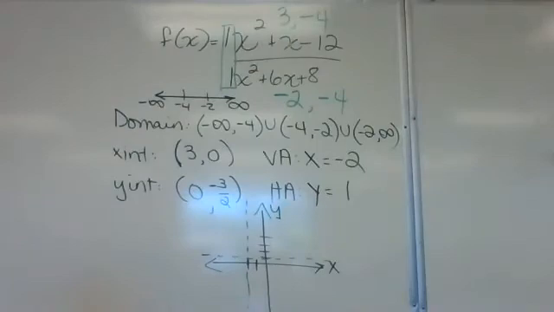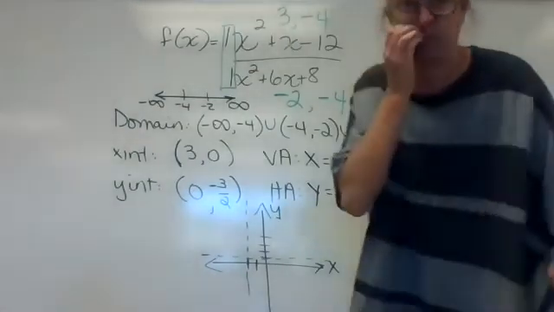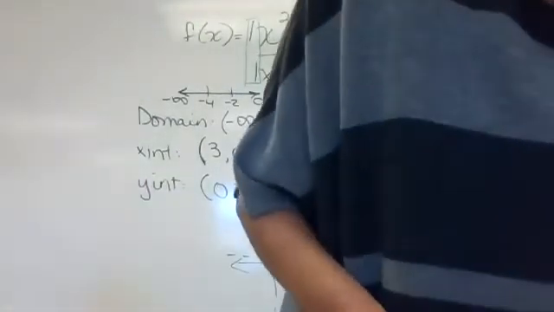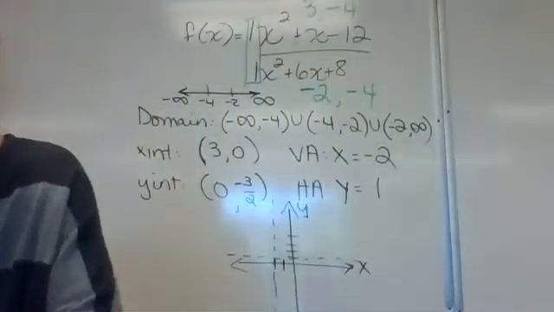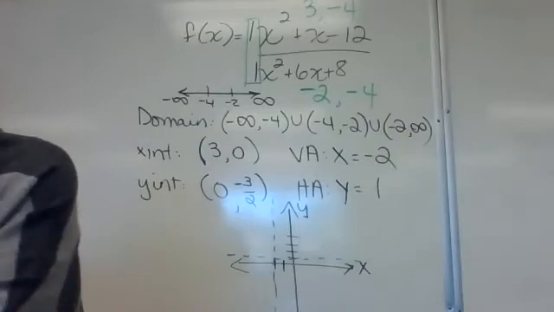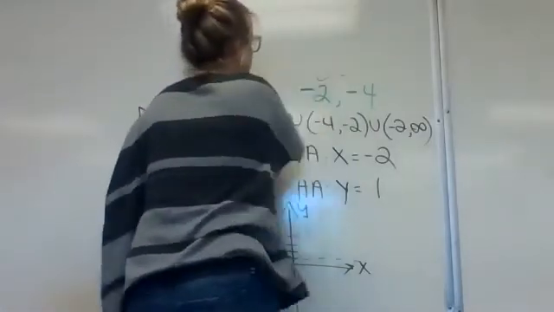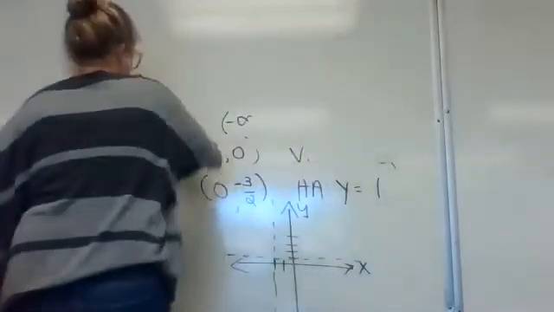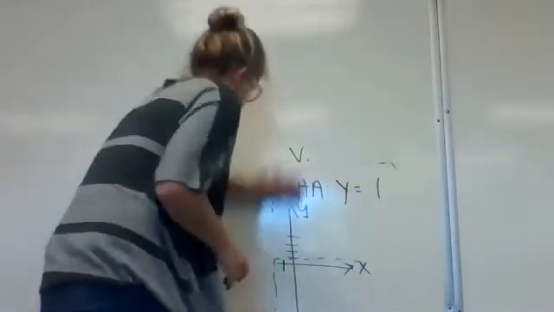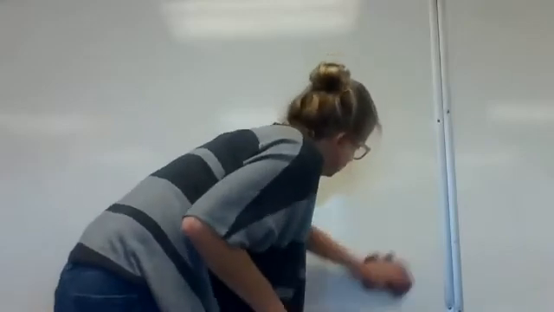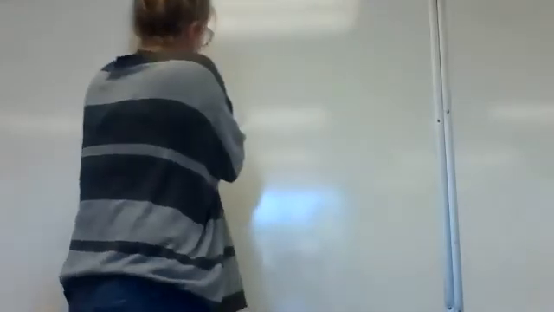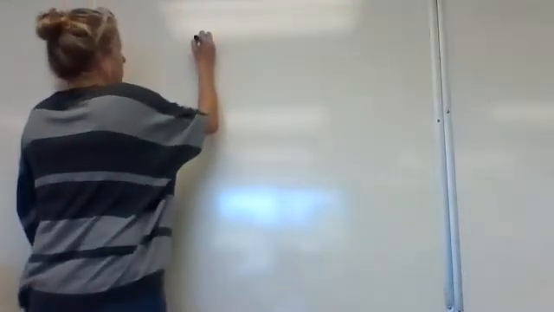All right, next one, number 17. There's just 2 more. f(x) equals (x minus 4) over (x plus 2).